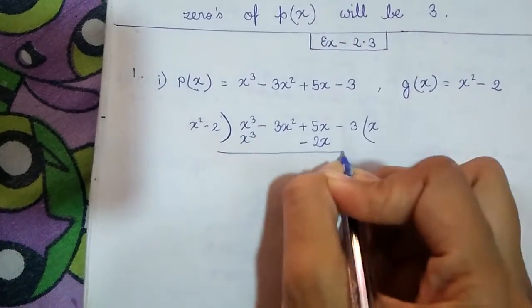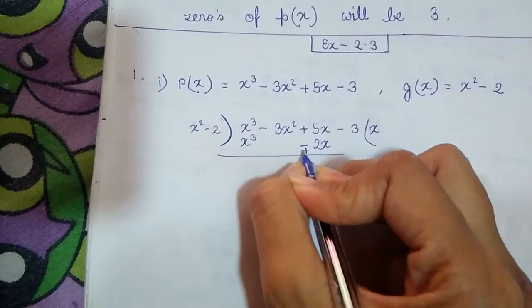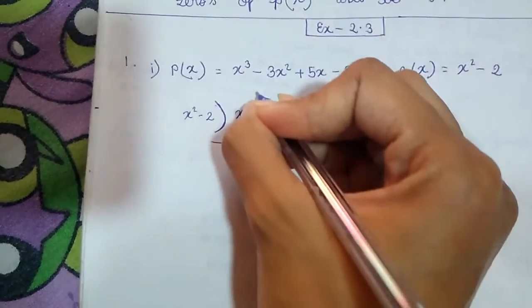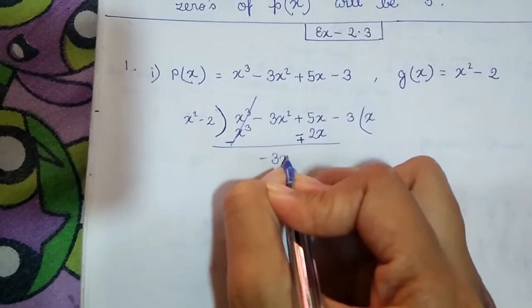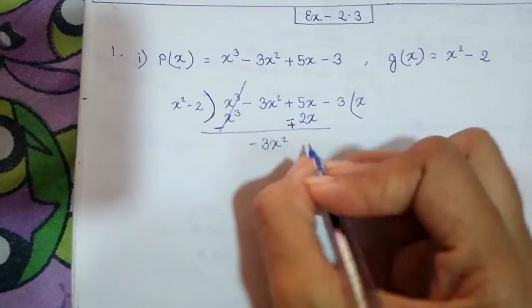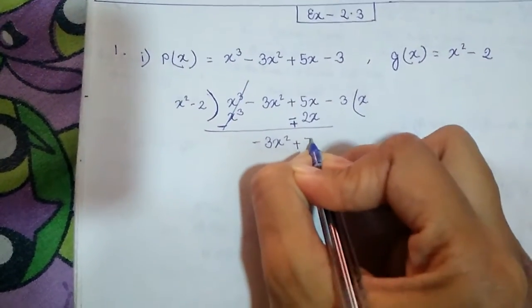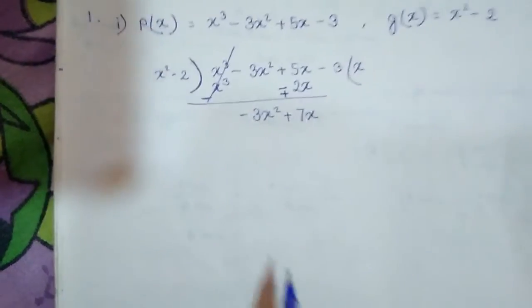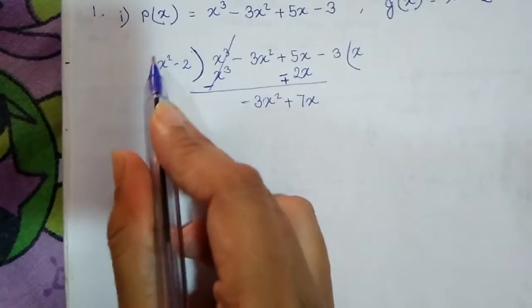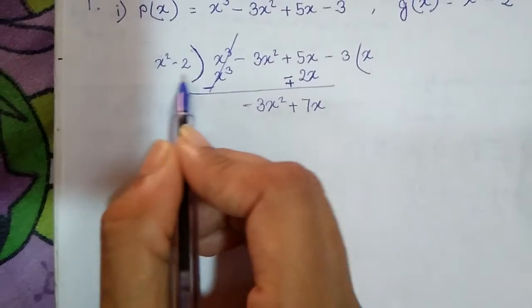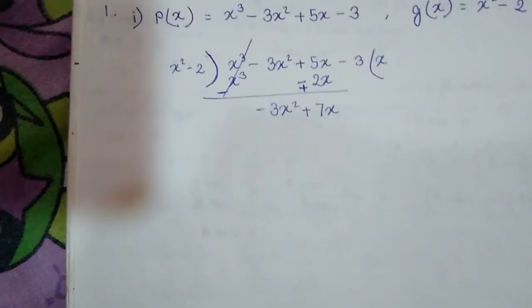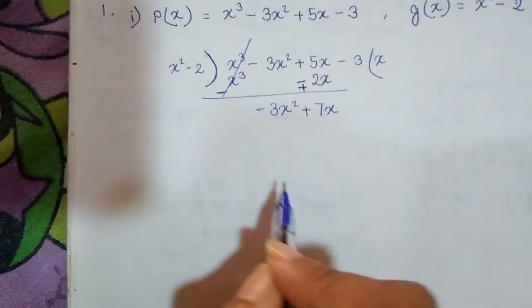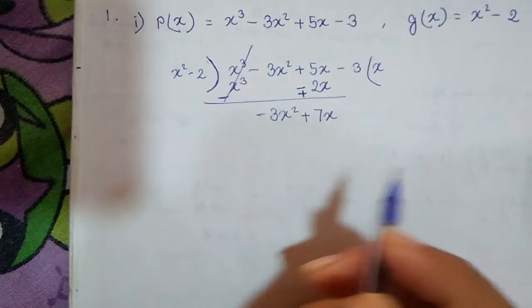Now we have to subtract them. Subtract means we have to change the sign. This will be cancelled out, and now minus 3x square, and 5x plus 2x will become plus 7x. Now we have to find a number with which we will multiply x square minus 2 to get 3x square. x square to get 3x square. So it's simple, it's minus 3.